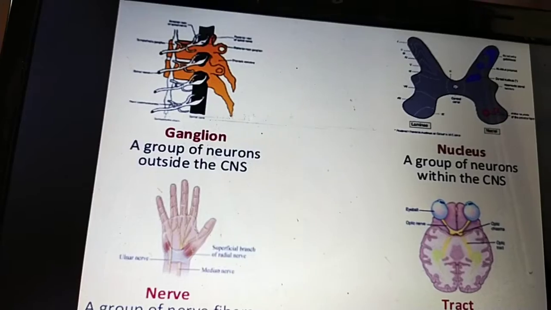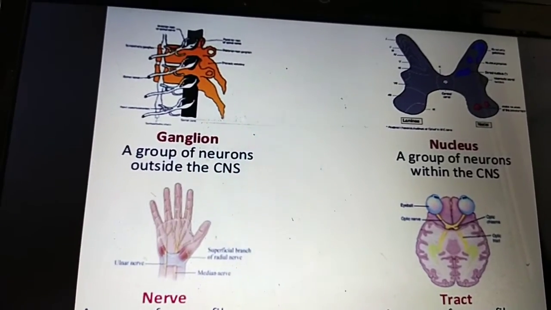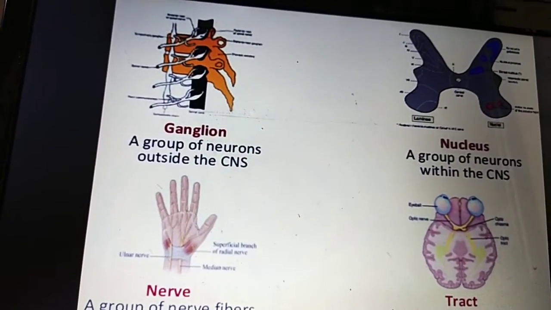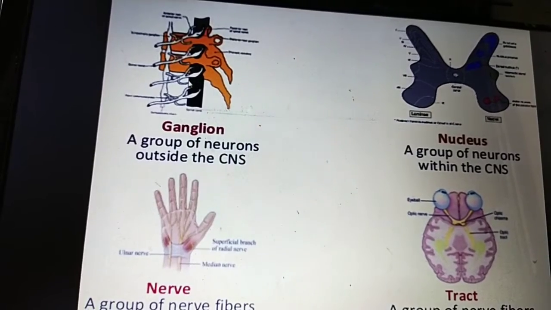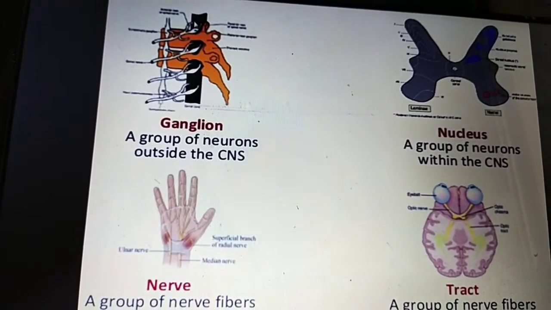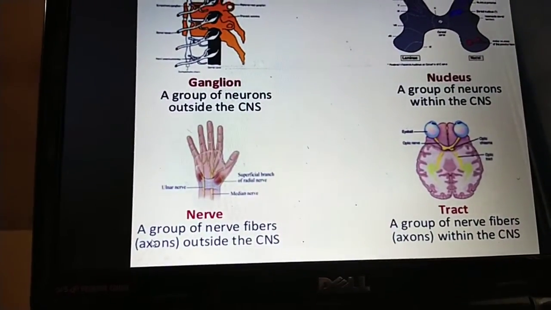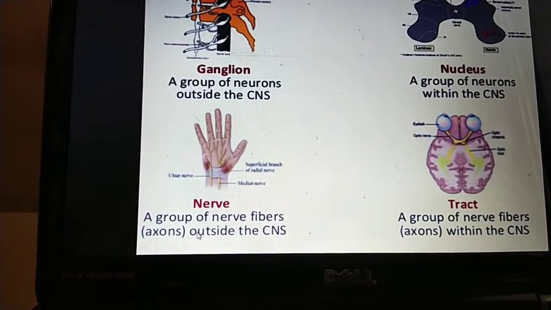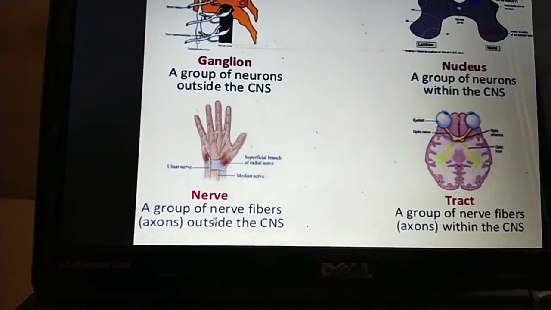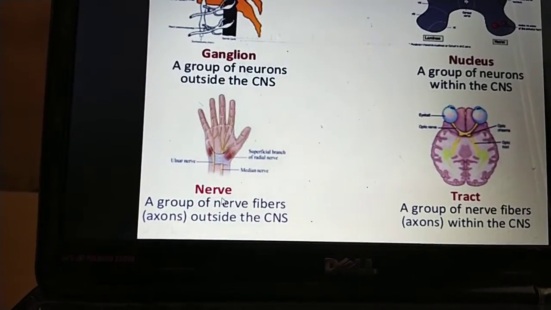What is meant by the ganglion? Ganglion is a group of neurons outside the central nervous system. You can see these dilated parts as ganglions. And nerves are groups of nerve fibers, axons outside the central nervous system.